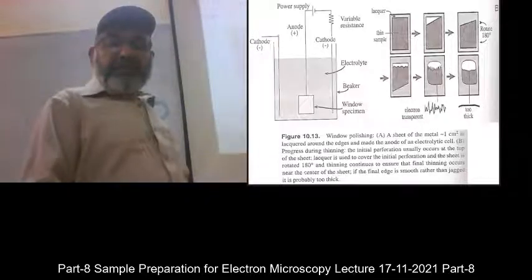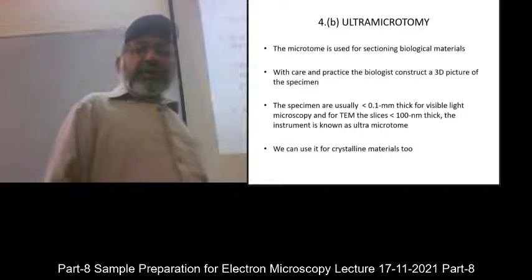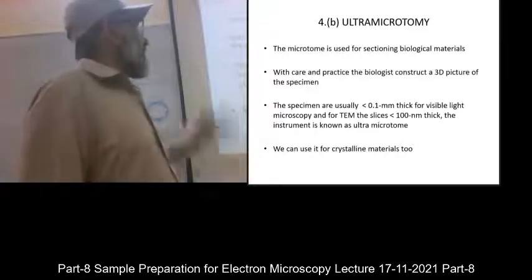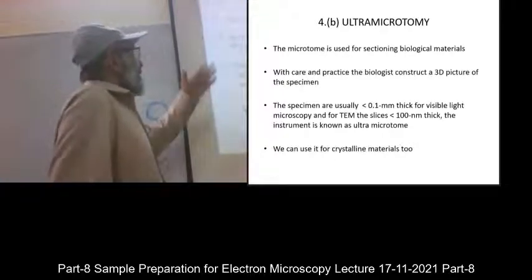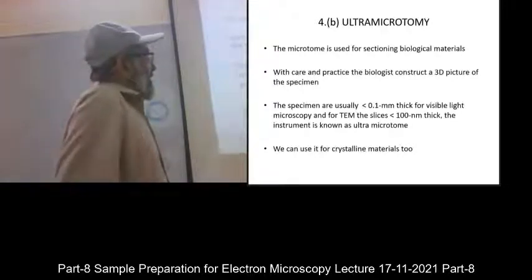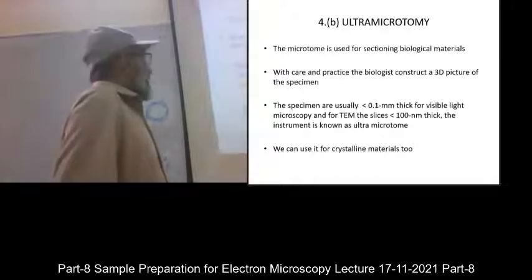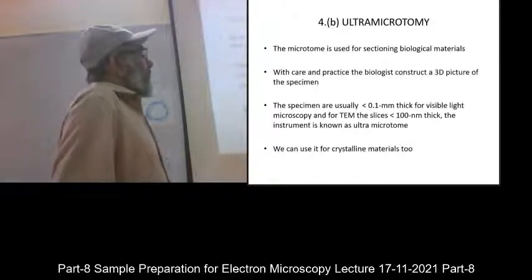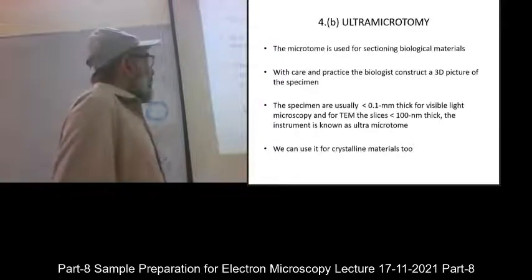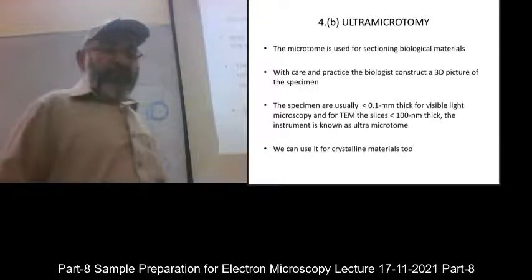Ultra microtomy is the next which I didn't use, and microtomy is used for sectioning biological materials. When you are studying biological material, then ultra microtomy is used with care and practice. The biologists construct a three-dimensional picture of the specimen. The specimens are usually 0.1 millimeter thick for visible light microscopy, and for TEM, the slices are less than 100 nanometer thick. The instrument is known as ultramicrotome. We can use it for crystalline materials too.